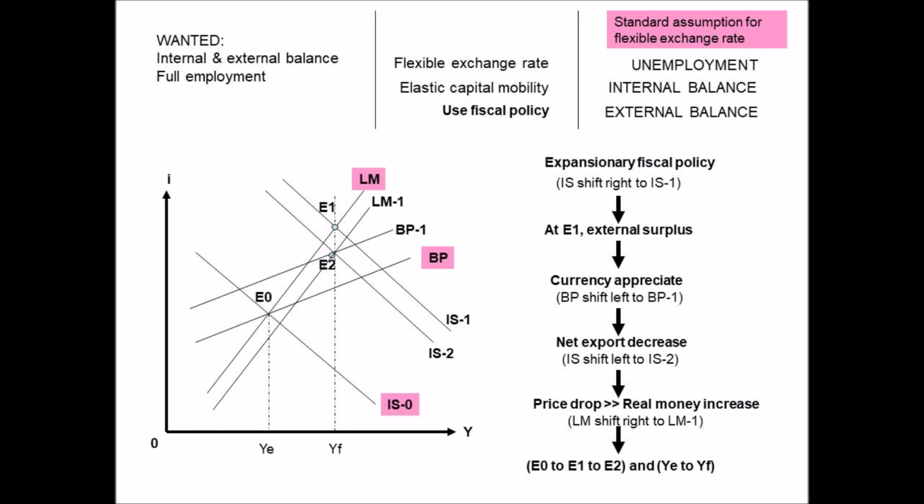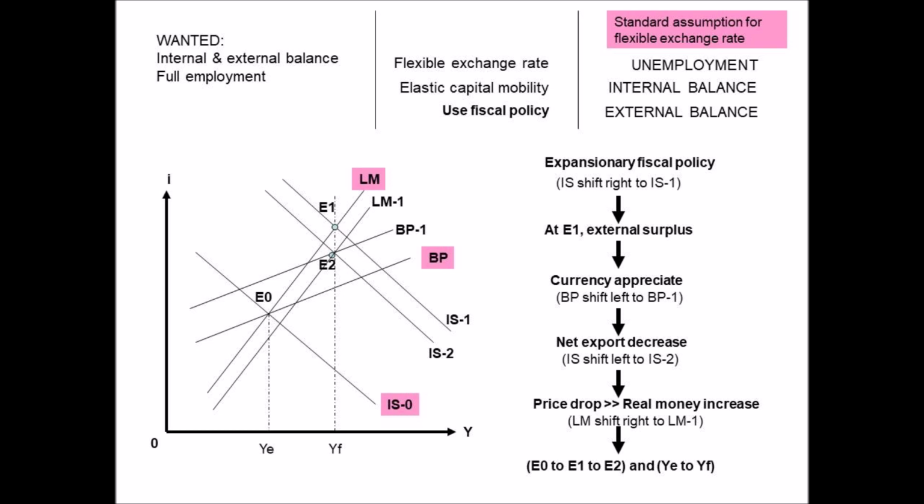If you want to achieve internal balance, external balance, and full employment, you are given some situations. For example, the exchange rate regime: you only have two, flexible exchange rate and fixed exchange rate. If flexible, the exchange rate can increase or decrease; if fixed, it cannot be changed. Another thing to take note of is capital mobility. If capital mobility is elastic, then the BP curve is flatter than the LM curve. If capital mobility is inelastic, then the BP curve is steeper than the LM curve. Right? In a flexible exchange rate, you are usually asked to use one of the policies to achieve internal balance, external balance, and full employment. Let's use an example.